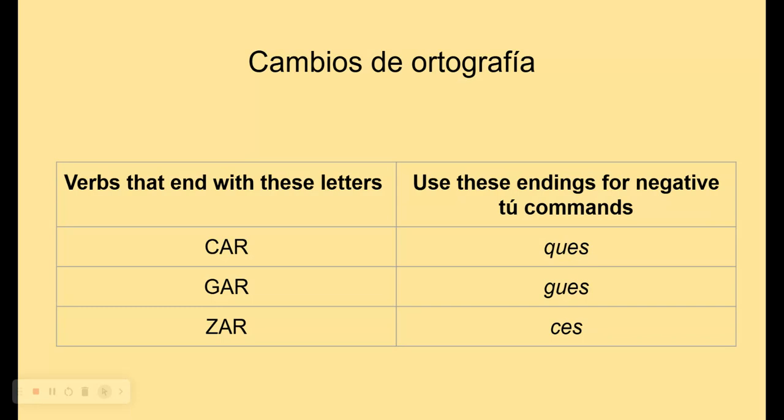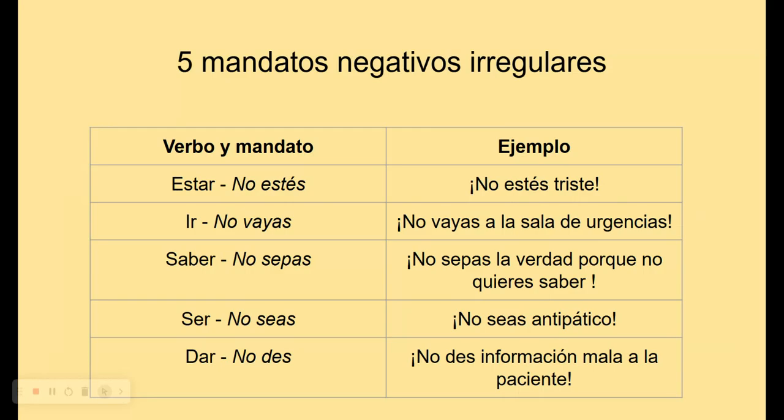Gar, G-A-R, is going to end up with G-U-E-S, gues. Zar is going to end up with ces, C-E-S. And there are also a few irregular negative commands, and you want to write the verbs and the examples here. So we have 5 negative irregulars.